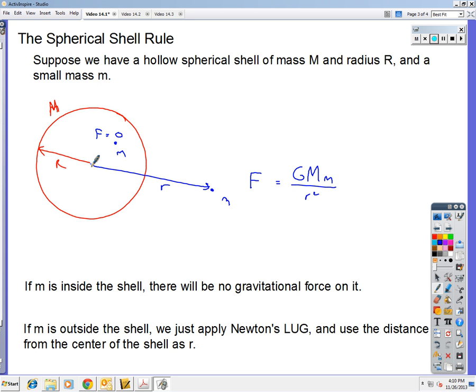So that makes a lot of apparently very thorny problems quite easy. And we'll use this idea again when we get to electrostatics, so please don't forget it.